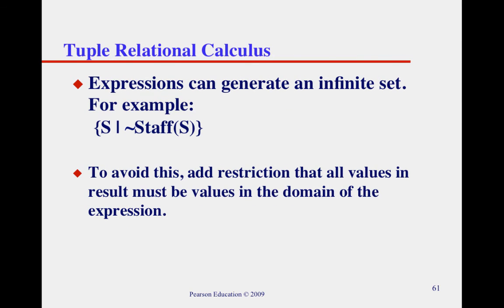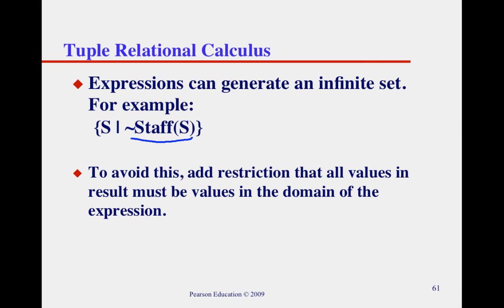Here's the last slide I want to go through. You can't have an expression that generates an infinite set. So this looks valid: the set of S such that S is not in staff S, but that's an infinite set, right? You can make up any tuple you want pretty much as long as it's not in S. So that's not considered a valid expression. So we add the restriction that all values in the result must be values in the domain of the expression. The domain of the expression is staff S.